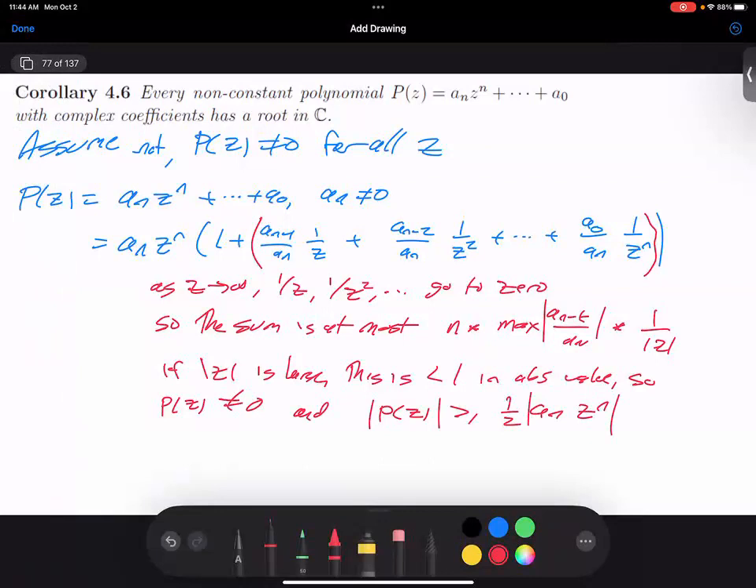Because this expression is going to zero, eventually it has to be less than 1/2. And even if it was as bad as 1/2, if I subtracted that from one, then that would have to be at least 1/2. So P of Z has to be at least 1/2 a_n z to the n.